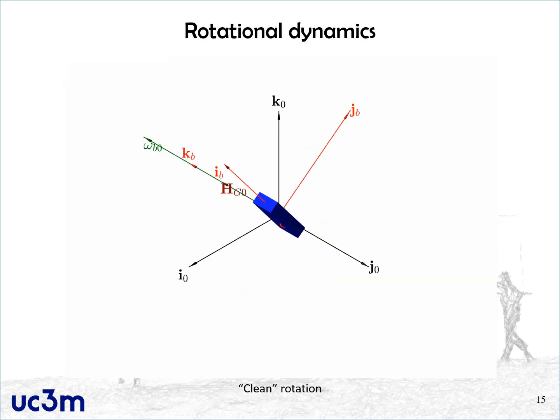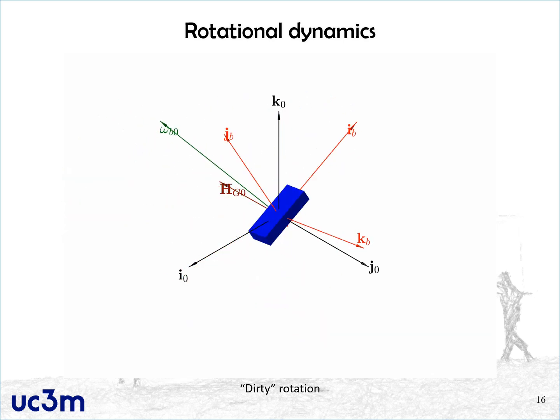As an example, what you see here is a clean rotation where the angular velocity vector and the angular momentum vector are aligned parallel to each other along one of the principal axes of inertia of this boxed rigid body. So basically, as you can see, the rotation is quite simple. The body just rotates about that axis.